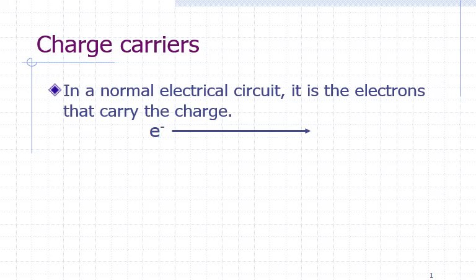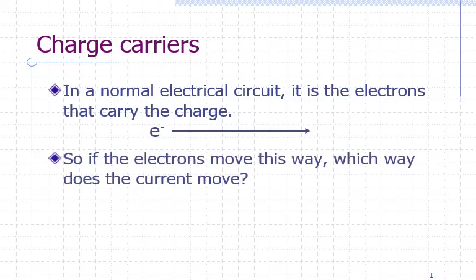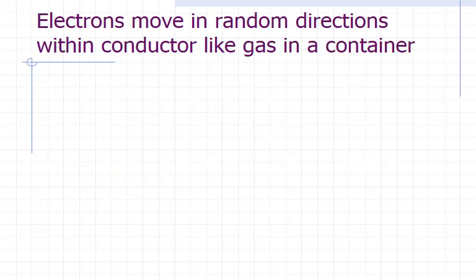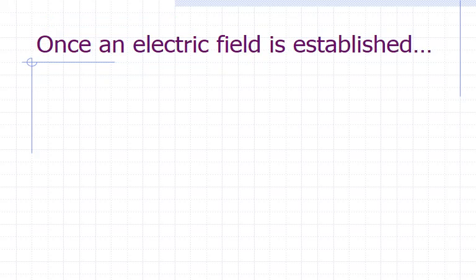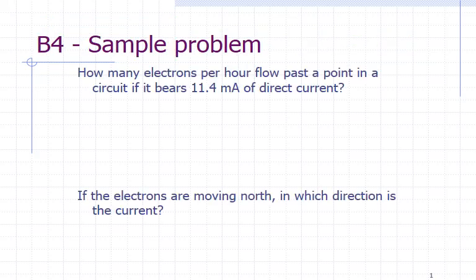In a normal circuit, we think about it, the electrons are actually carrying the charge. That's the charge carrier, right? But current is defined in the opposite direction. It's the flow of positive charge. So electrons move in random directions within a conductor, like a gas container, right? Once an electric field is established inside, we can have current flowing through. And so that's really what's required. We have to have that electric field.